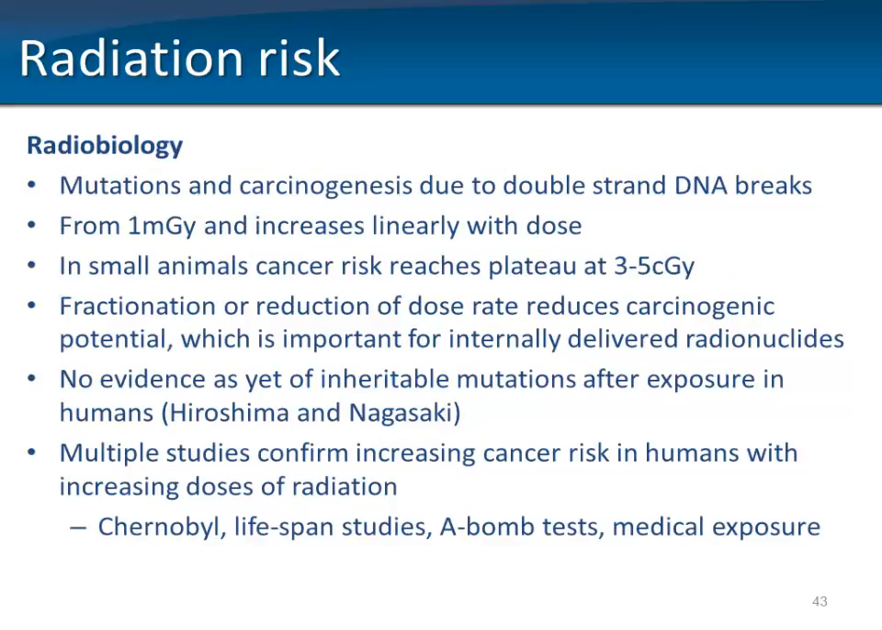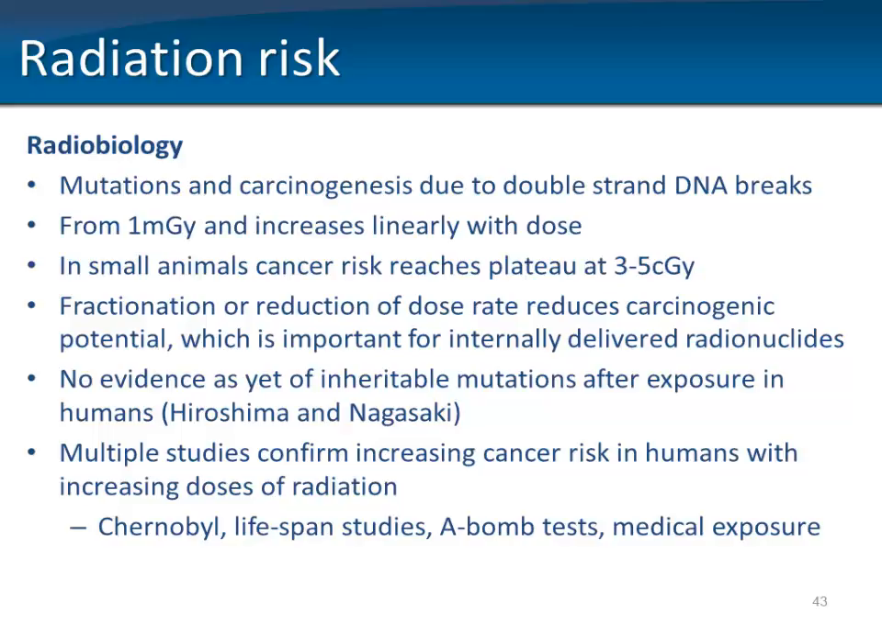And that takes us back to radiobiology, really, because what causes cancer are mutations, and these are due to double-strand DNA breaks. Research has shown us that they tend to increase linearly with dose, and in small animals, they reach a plateau at 3 to 5 centigray. We also know that fractionation or reduction of the dose rate reduces the carcinogenic potential, and of course that is very important for nuclear medicine because the dose rate tends to be lower. As yet, there is no evidence in radiobiology that we can cause mutations that are then passed on to subsequent generations, and that data come from the Hiroshima and Nagasaki survivors.